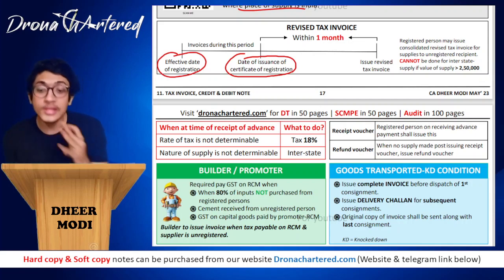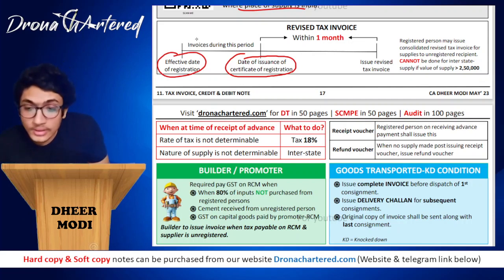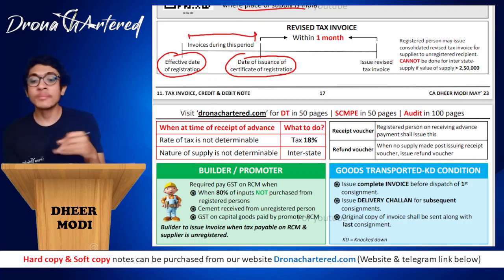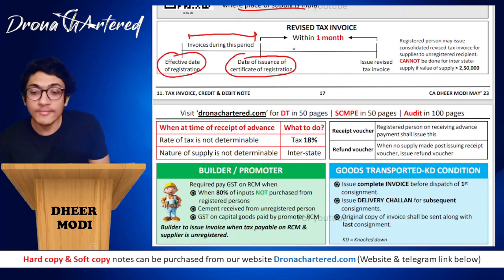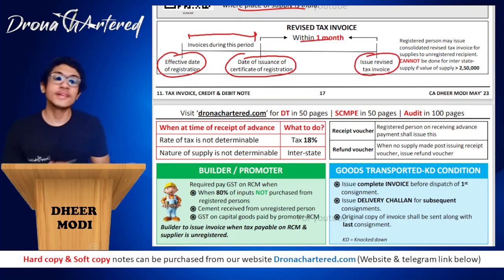So all the invoices that you raised during this period, you will have to revise them and raise them again within 1 month from when you get your registration certificate. Therefore, this is the rule: within 1 month from when you get your registration certificate, you have to issue a revised tax invoice. Okay.